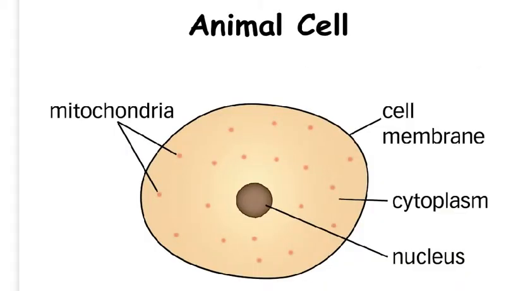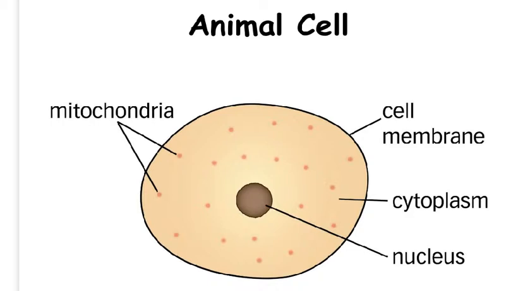Both plant and animal cells have a cell membrane, nucleus, cytoplasm and mitochondria. Cell membrane is a thin layer around the cell that controls the movement of substances in and out of the cell. The nucleus is a structure inside the cell that contains chromosomes made of DNA. The nucleus controls the activities of the cell and how it develops.